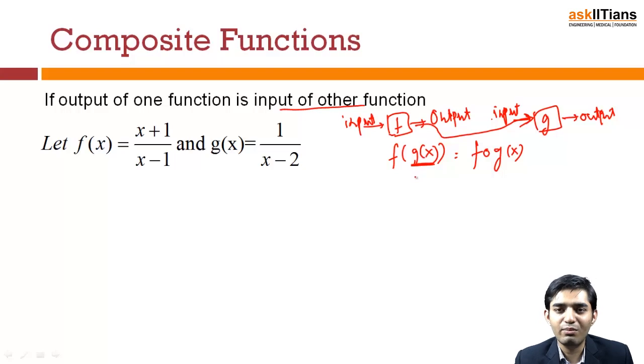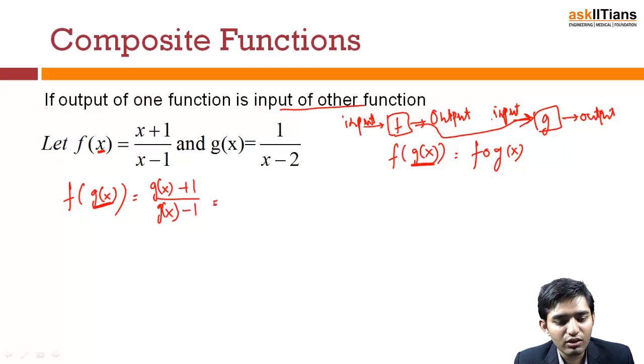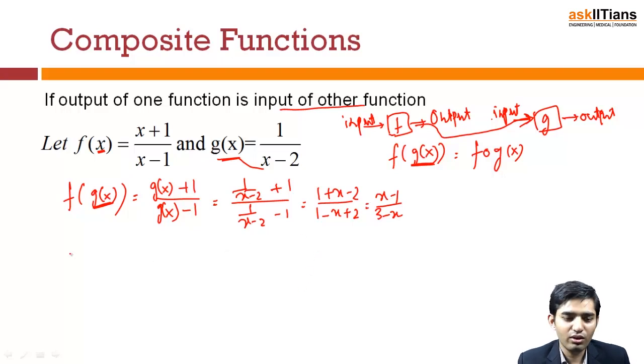Wherever there is x, just replace it by g(x). So if I want to find out f(g(x)), wherever there is x, just replace it by g(x). So f(g(x)) will be (g(x) + 1) divided by (g(x) - 1). And what is g(x)? The definition of g(x) is 1 by (x - 2). So (1/(x-2) + 1) divided by (1/(x-2) - 1), and from here you can simplify it. This will be (x - 1) over (3 - x). So like this you can find out f(g(x)).